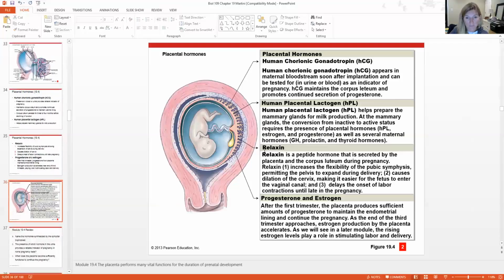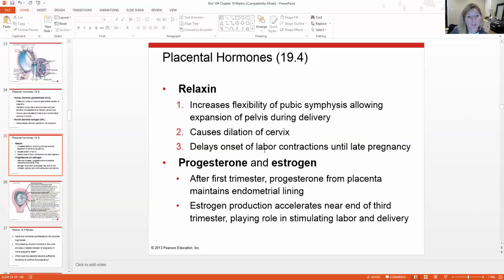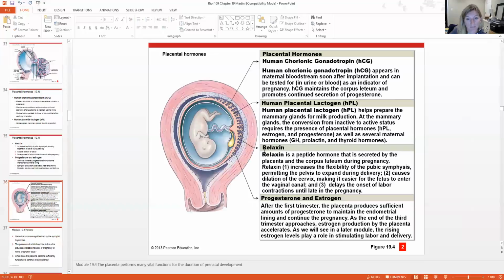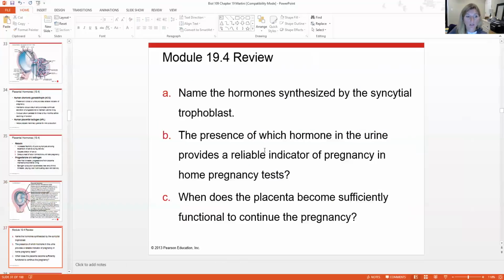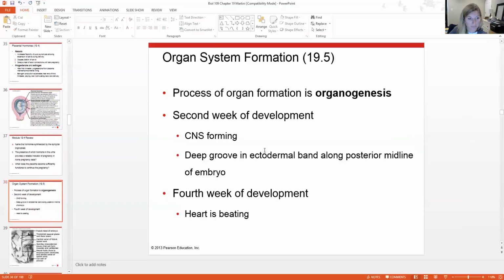Progesterone and estrogen: after the first trimester, progesterone from the placenta maintains the endometrial lining. Otherwise, it's from the corpus luteum. Estrogen production accelerates near the end of the third trimester, stimulating labor and delivery. This is just a summary of what I just went over. You can pause the video here, go back and review this section.